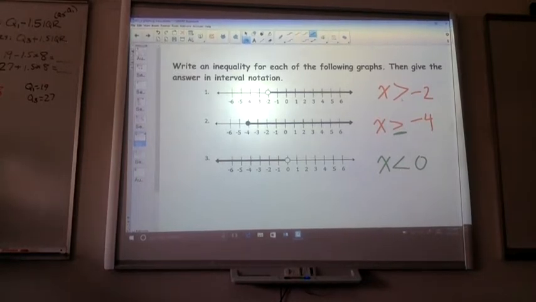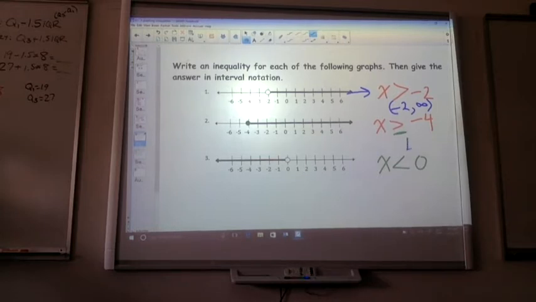Where did I start on this first one? At -2. Is it a rounded bracket or a square bracket? Rounded. Rounded because it's not equal to. And where is this line going to? Infinity. Is infinity square or rounded? Rounded. Okay.